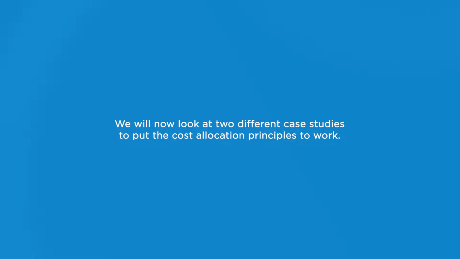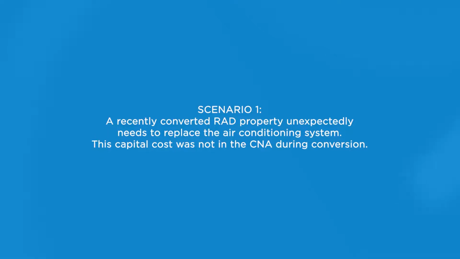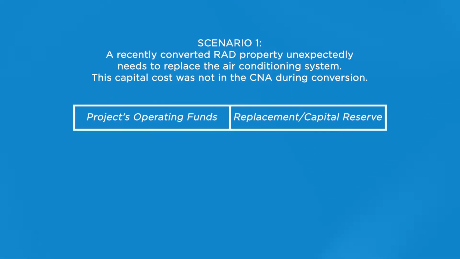We will now look at two different case studies to put the cost allocation principles to work. Scenario 1. A recently converted RAD property unexpectedly needs to replace the air conditioning system. This capital cost was not in the CNA during conversion. What funding options are available to the PHA for the replacement of these systems?